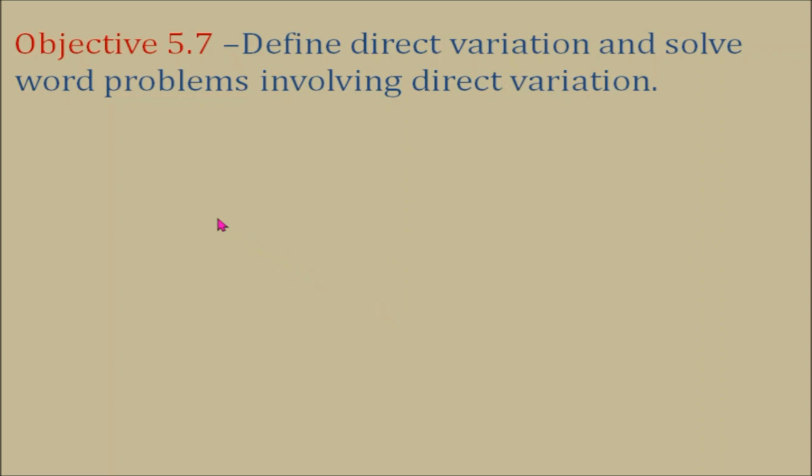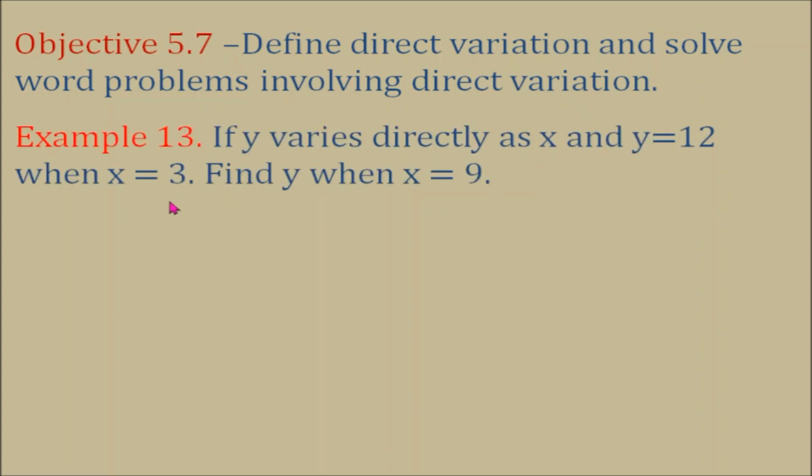Objective number 7. Define direct variation and solve word problems involving direct variation. Example number 13. If y varies directly as x and y equals 12 when x equals 3, find y when x equals 9. So our equation is y equals k times x. So that's y varies directly as x.